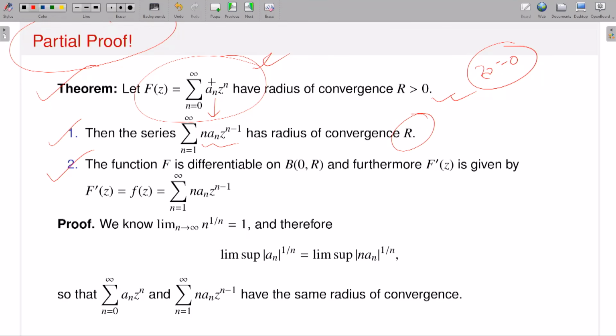Number two, if I write this as my sum function capital F, it says that the function capital F is differentiable or analytic in the disc of radius r. Furthermore, if I take the first derivative, it boils down to the function small f, where small f is nothing but the sum function of this series. So this is like the proof of the earlier theorem, but for very special cases. That is why I am saying it is a partial proof. Okay, so the first part is very easy.